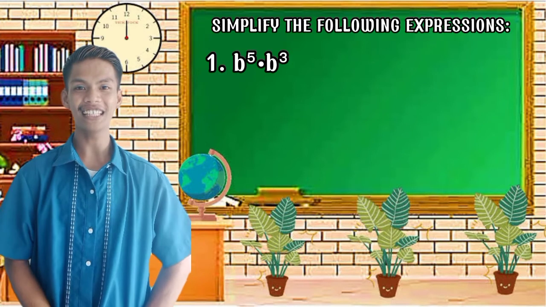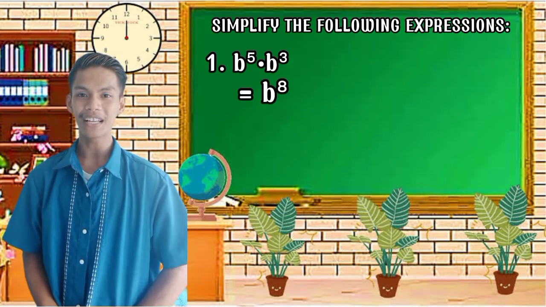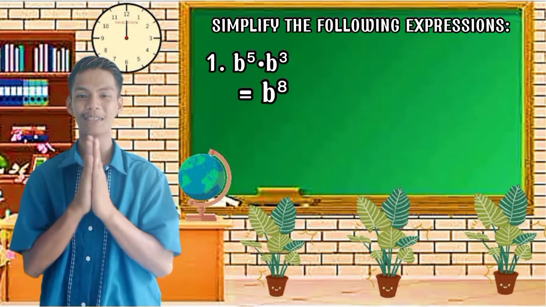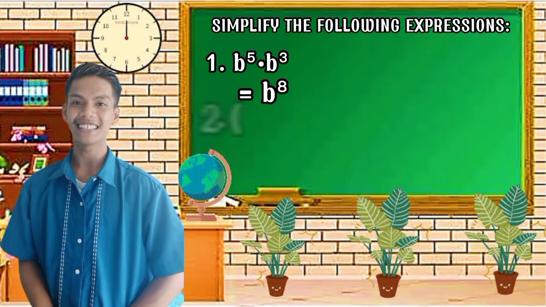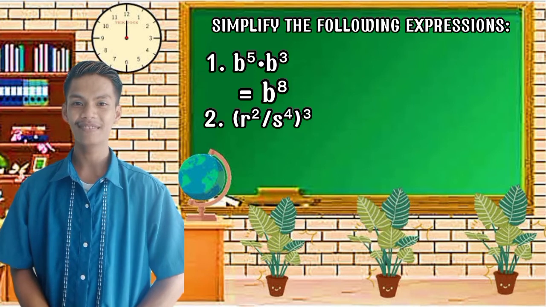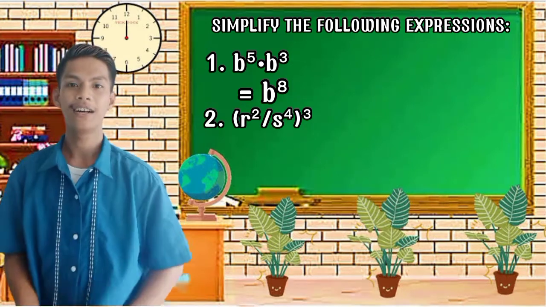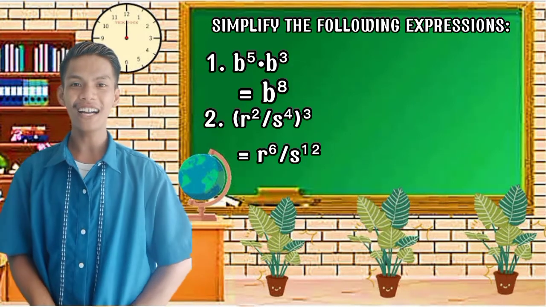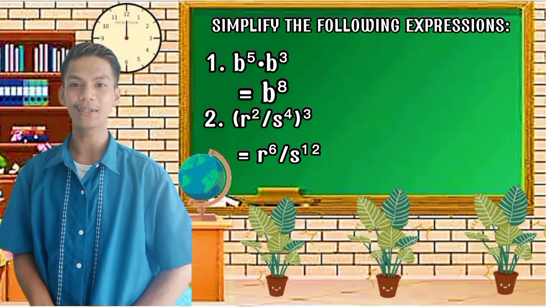Very good, Eugene. The answer is b raised to 8. Give him a round of applause, please. Okay, second, r squared over s raised to 4, all cubed. Anyone? Okay, the answer is r raised to 6 over s raised to 12.